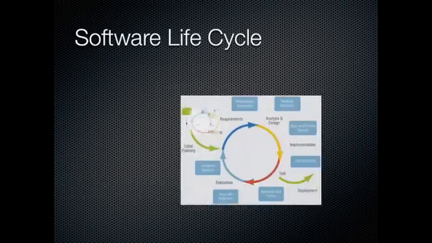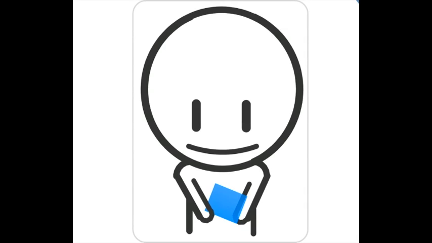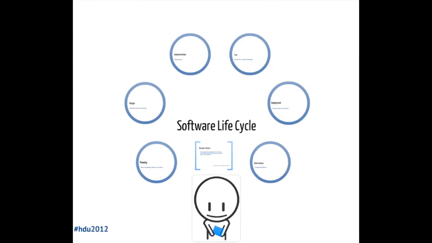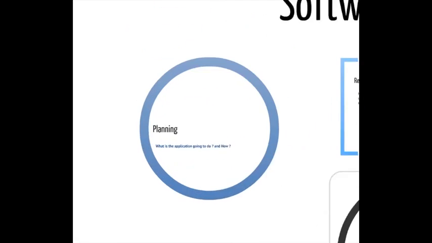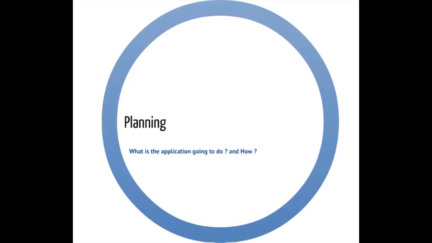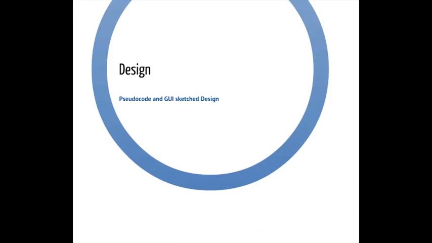Now we have the software life cycle. This is a structure imposed on the development of a software process, and this usually involves a number of phases. The first phase being the planning phase, where we actually work out what it is we're going to do and how, and in this case HDrop.